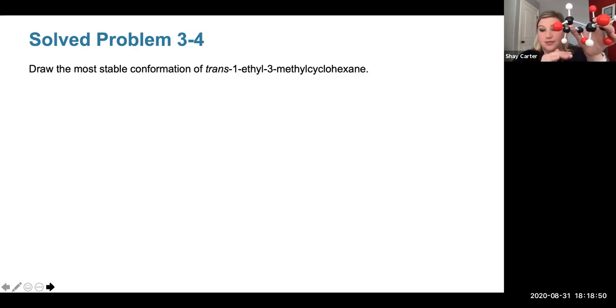Now, as far as most stable conformation, since we have one that's axial and one that's equatorial, because we're going trans, okay? We want our largest, bulkier group to be in the equatorial position, okay? So our most stable conformation is going to be where our methyl group is axial and our ethyl group is equatorial.